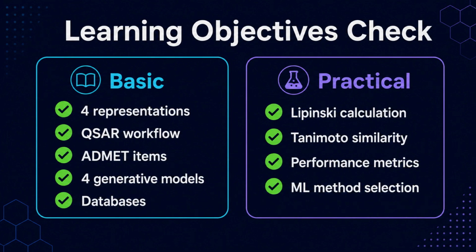Let's review what you should now understand. For basic understanding, explain 4 types of molecular representations, understand QSAR principles and workflow, explain ADMET 5 items specifically, understand differences among 4 types of generative models, and know features of major databases. For practical skills, calculate Lipinski's rule of 5, calculate Tanimoto similarity, interpret model performance metrics, and select appropriate ML methods.